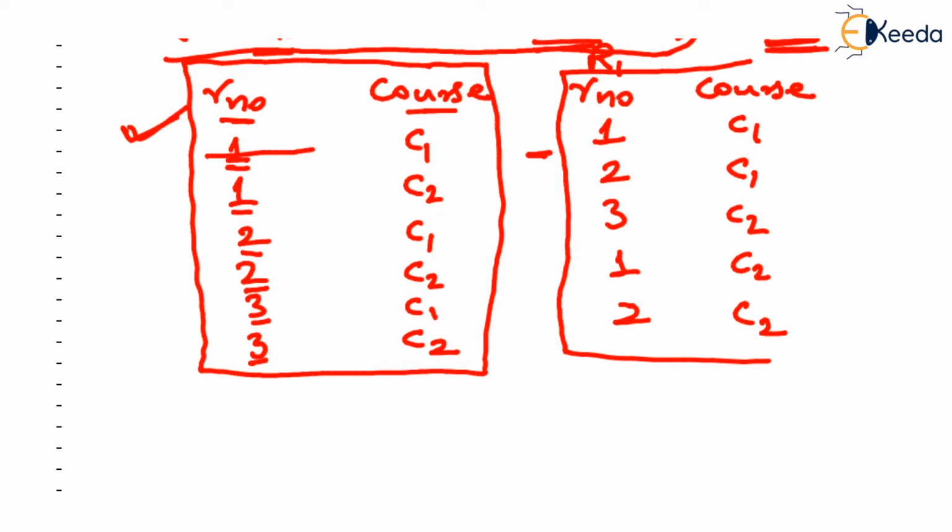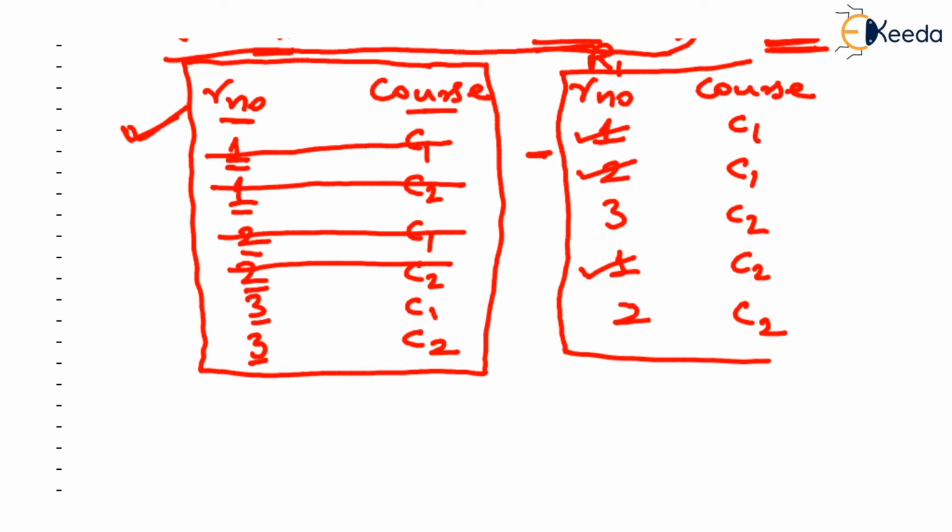other table also. 1C2 won't be selected because 1C2 is present in the other table also. 2C1 won't be selected because it is present in this right hand side table. 2C2 won't be selected, again it is present over here. 3C1 will be selected because 3C1 is such a tuple in the left hand side table which is not there in the right hand side.